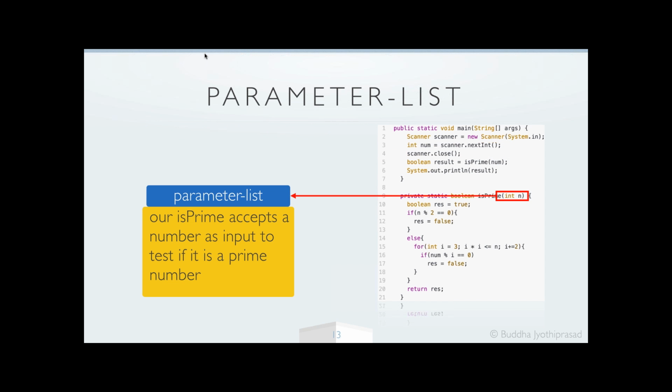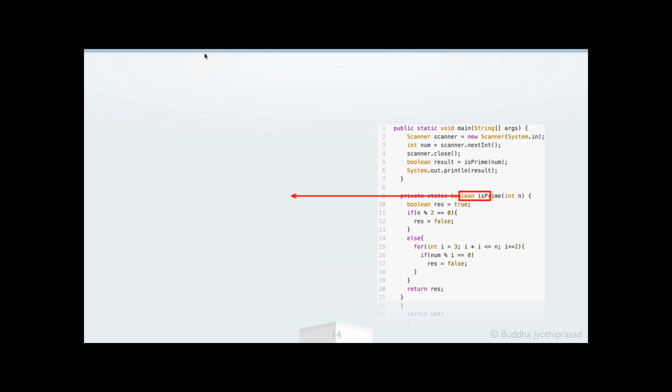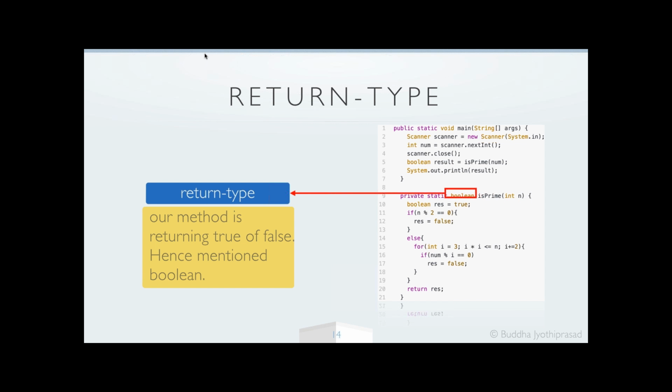And our isPrime method is taking one parameter, which is num. Remember, the variable name is num in the main method, and here it is n in the isPrime method. That is because there is no relationship between num and n. Each is not related to the other in any way. We are simply copying the value in num to n.